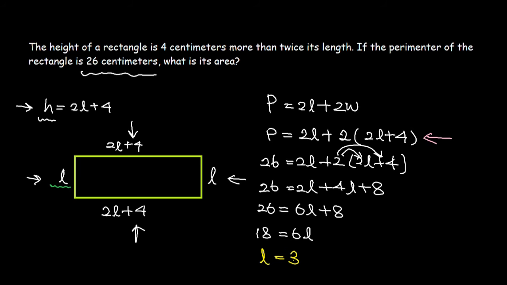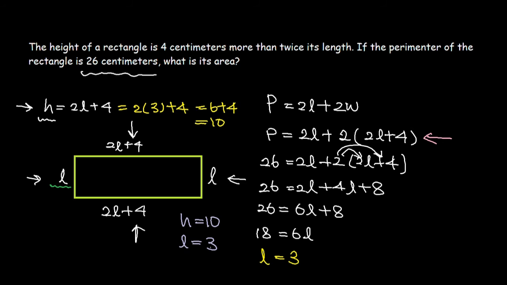So now, since we know what the length is, we can easily figure out what the height is. From here, we're just going to simply plug in 3 in the place of L. So we're going to get 2 times 3 plus 4. And we all know that this is 6 plus 4, and this is 10. So now we have figured out that H is 10 and the L is 3.